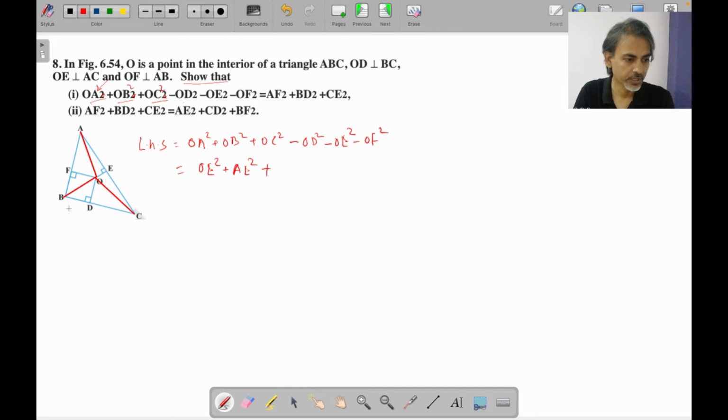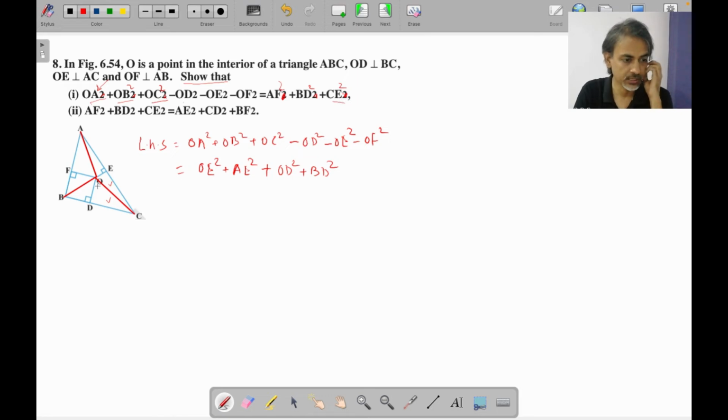Similarly, OB square can be written as OD square plus BD square, and similarly we have to look at what we need to get. So we could have taken either this triangle or this triangle while calculating OC, but when we look at the other side, we see that there is another term, which is CE square, and BD square and AF square. So we have to get CE square, right?